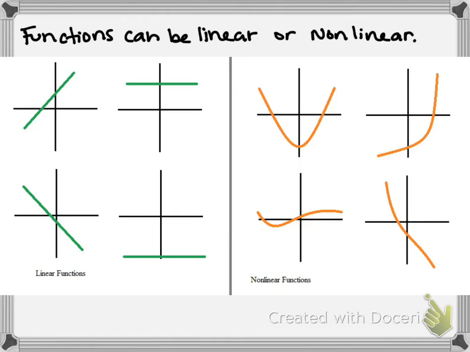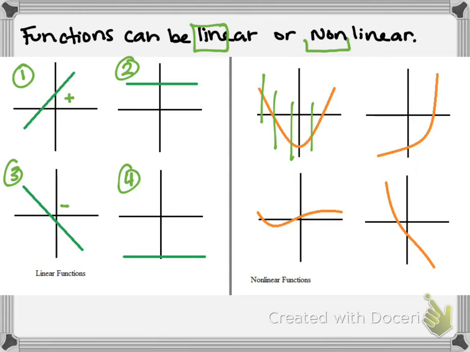All right, functions can be linear. Think about what the word linear means. Linear means line. So here's a line, that's a function. Horizontal lines can be functions, right? This is a positive slope on number 1. 3 is a negative slope. 4 is another horizontal line. Those are all functions. Functions can also be non-linear, so they don't have to just be a line to be a function, right? As long as they pass this vertical line test, then we know we have a function. So all of these orange graphs are functions. They are just non-linear functions.